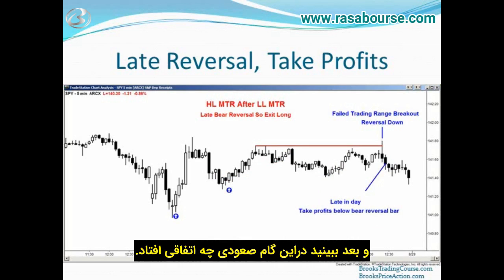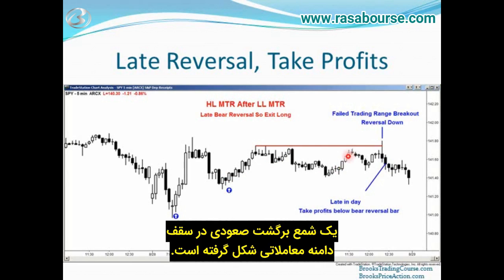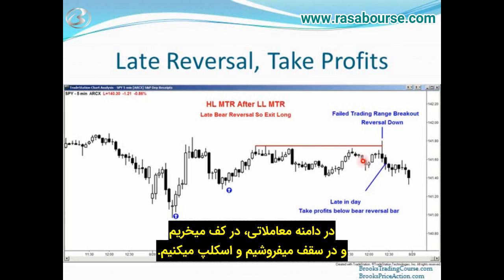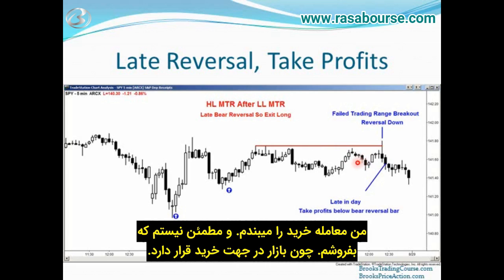And look what happened on this leg up. We got a bear reversal bar near the top of the developing trading range. So we may be forming a triangle, and we may get another push down. Trading range, buy low, sell high, scalp. I would sell out of longs. I don't know that I would necessarily sell into shorts. I think we're always in long.